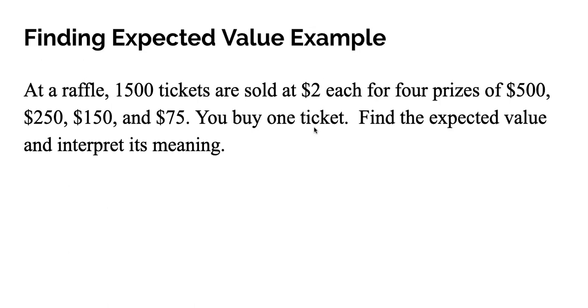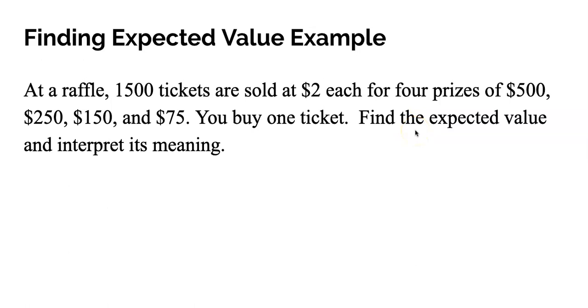So how many are losing tickets? If you do 1,500 minus 4, there are 1,496 losing tickets. It's probably more likely that we're going to buy a loser ticket, but who knows, maybe we'll win one of these expensive prize tickets. But say that we buy just one ticket. Let's find the expected value and let's talk about what that means.